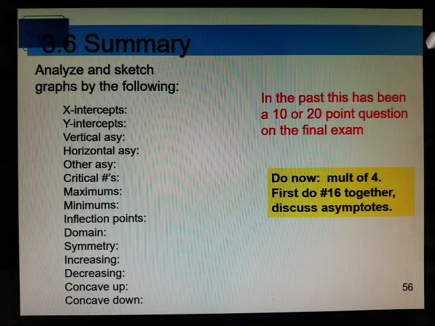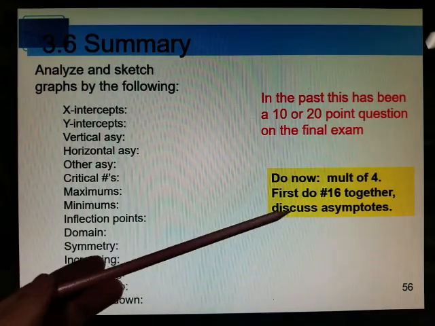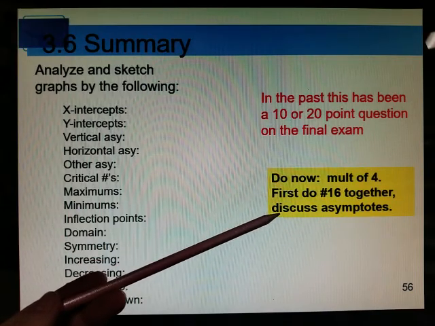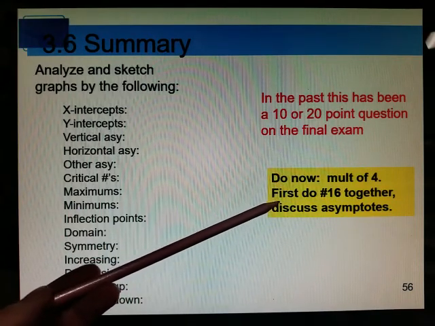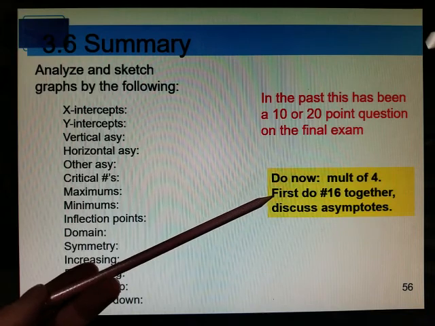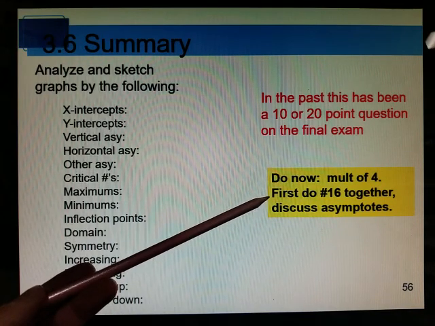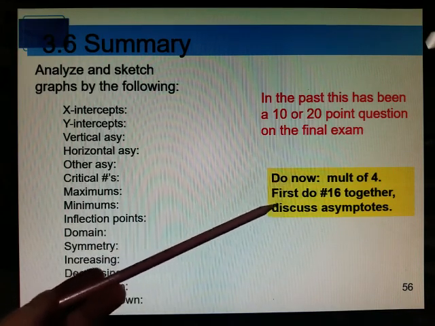Other than that, guys, that's it for section 6. I did say here, first do number 16 together and discuss its asymptotes. So in class tomorrow, somebody go ahead and open up number 16 and we will work that one together as a class, and we'll discuss what's happening on that problem.